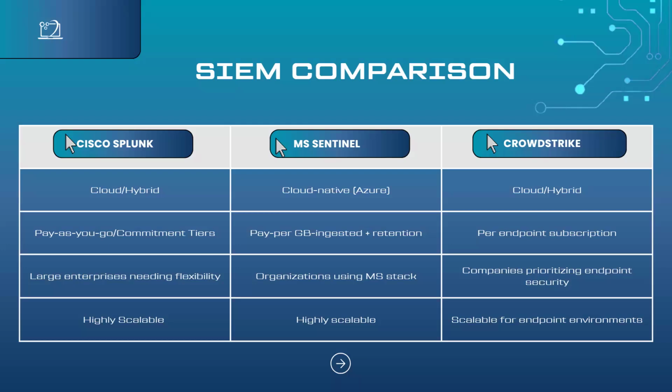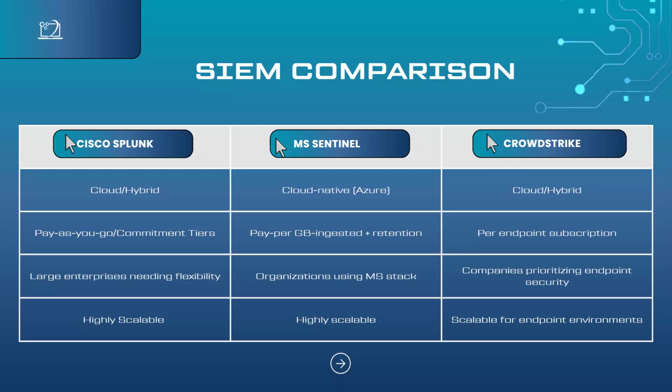MS Sentinel is cloud native, and they take advantage of Azure. So if you're using a different service, maybe you're not using Azure, you would want to consider whether you want to pay per GB. Organizations that use the MS stack or Windows servers would probably take advantage of that. And it's also highly scalable.